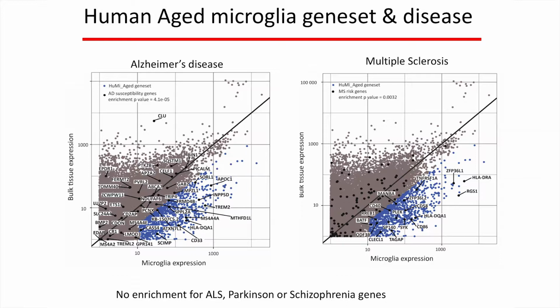Now, again, we have to be a little careful because they could clearly be involved, but this could also reflect myeloid pathways that are shared with peripheral monocytes, which is also the same. The same is true, of course, for Alzheimer's disease as well. We also looked at ALS genes, Parkinson's and schizophrenia genes, and while there are certain genes that are clearly highly expressed in microglia, there's no particular enrichment in microglia for those diseases.